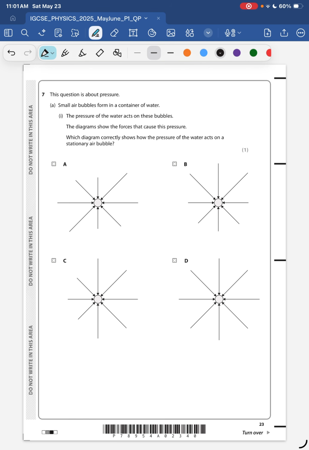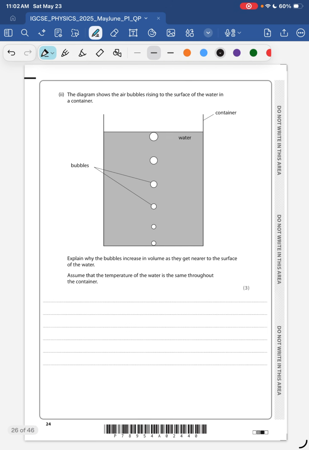Okay, question 7. This question is about pressure. Small air bubbles form in a container of water. The pressure of the water acts on these bubbles. The diagrams show the forces that cause this pressure. Which diagram correctly shows how the pressure of the water acts on a stationary air bubble? So that's the key, stationary. If it's stationary, the forces should be the same throughout. So that's the case for option D. If it wasn't stationary, we would need something different, but let's move on.